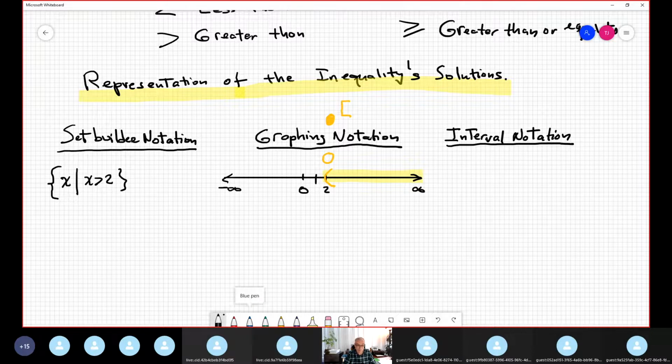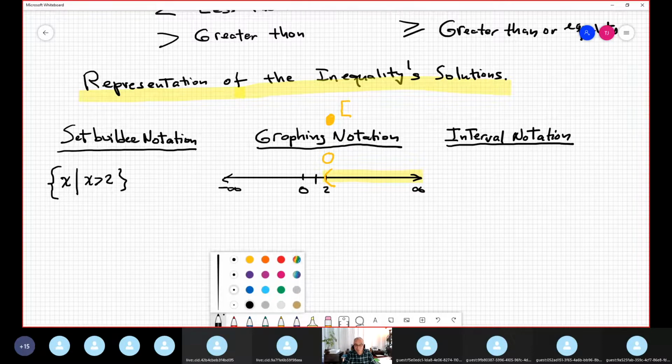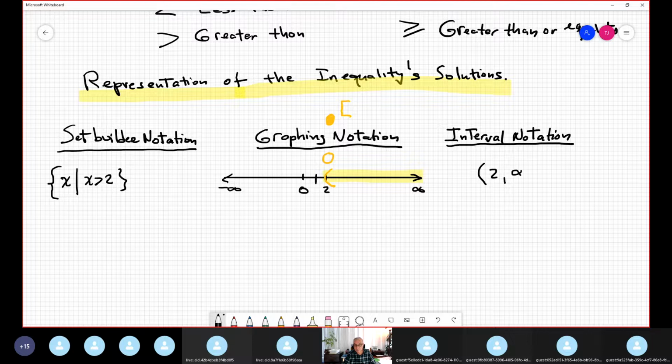And the interval notation is easy. It's open parenthesis, 2 comma infinity. Infinity is not a number. Infinity is a symbol that indicates to us that this line continues forever in that direction. And negative infinity continues forever in the other direction, the left direction. Okay, this is example 1. Everyone following, right?